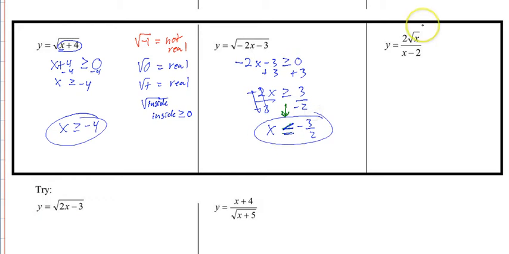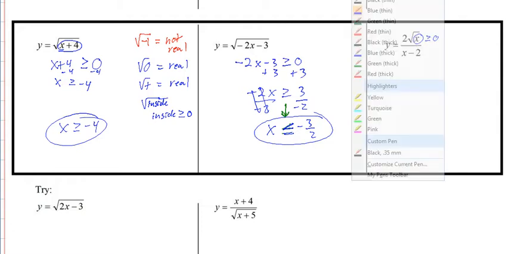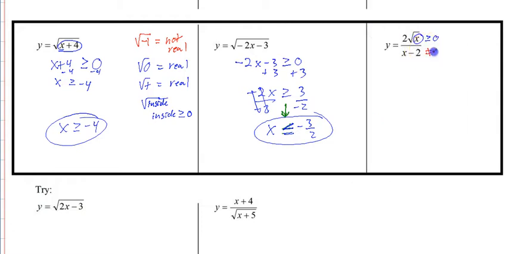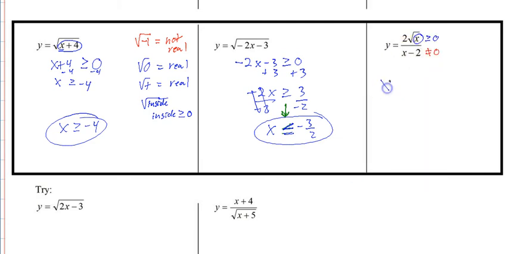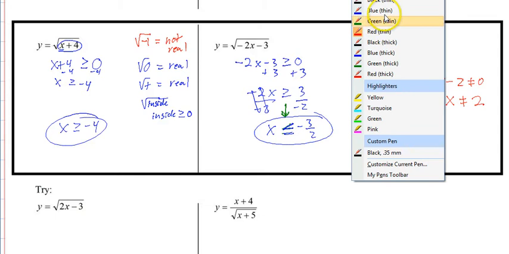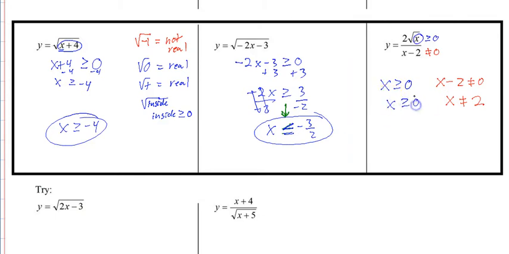Alright, what if we have both together? Well, we know that the inside must be greater than or equal to 0, and we know the denominator cannot equal 0. So we need to solve both of them. We say that x must be greater than or equal to 0, and we say that x minus 2 cannot be 0, which means x cannot be 2, and x must be greater than 0. Now this is fine. We're listing all the different things. It's a good answer, but I want better.